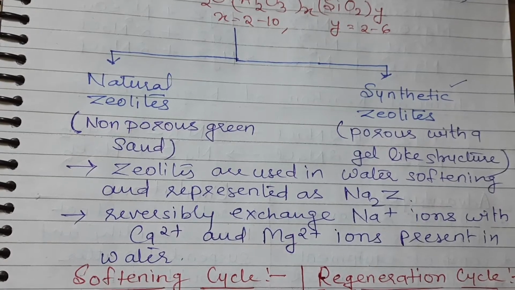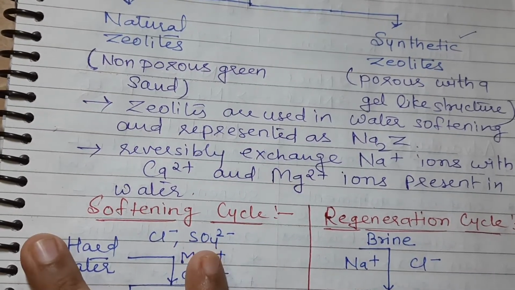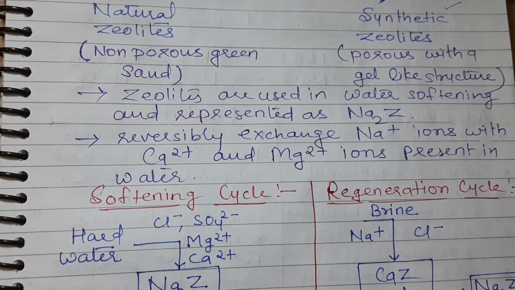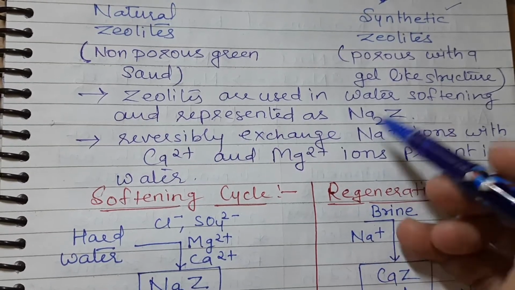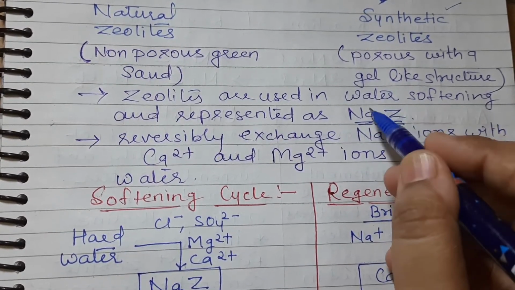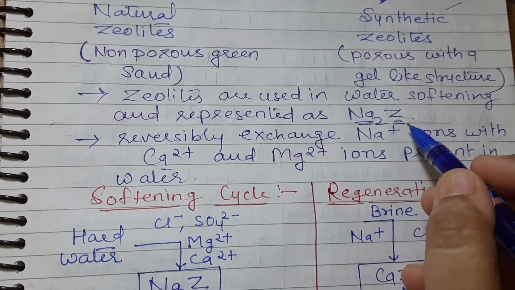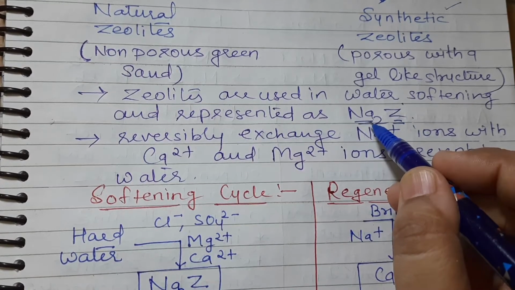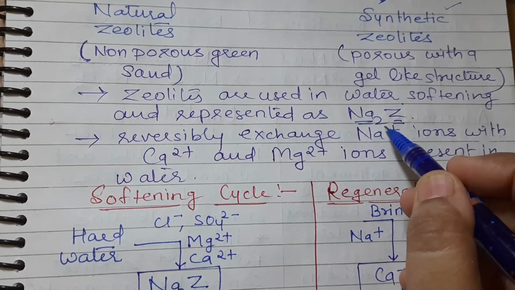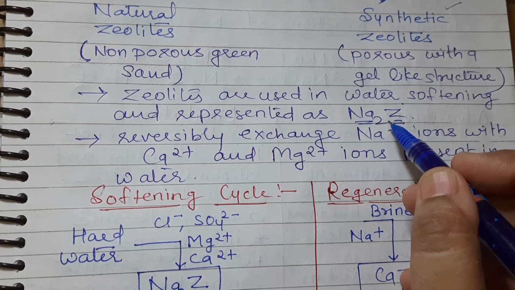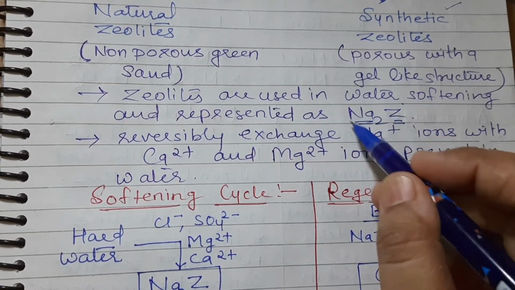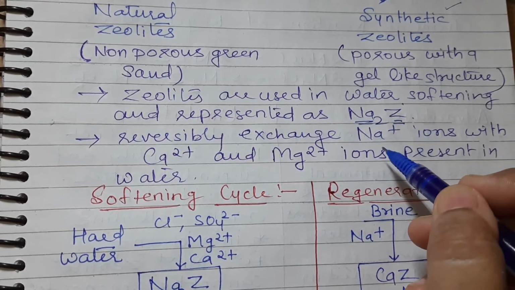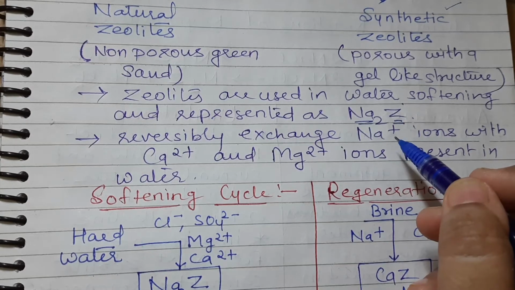Now what happens when you pass the water through zeolite? How does it get soft? How are calcium and magnesium ions removed? So zeolites are actually represented as Na2Ze. Na2 is written here to show that zeolite, which is represented as Z, has reversibly exchangeable sodium ions. It means that when you pass water through the zeolite, the sodium ions present on the zeolite surface are exchanged with all the positive ions like calcium and magnesium ions present in hard water.